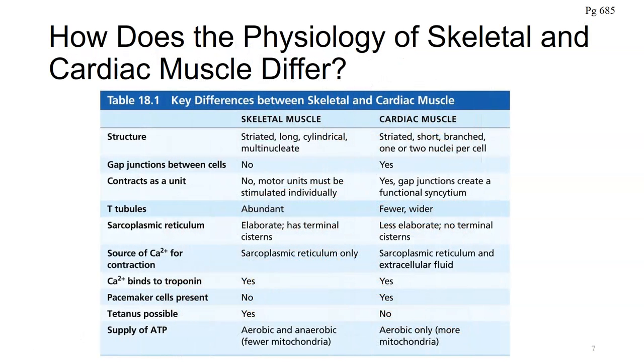This table gives a description of the difference between skeletal muscle and cardiac muscle. In terms of structure, gap junctions between cells, whether the muscles contract as a unit or not, the presence and characteristics of T-tubules, the sarcoplasmic reticulum, the source of calcium for contraction, whether calcium binds to troponin or not, if there are pacemaker cells present or not, if tetanus is possible or not, and the primary supply of ATP. And this is the conclusion of Part 1 of Lecture 10 on cardiovascular physiology.